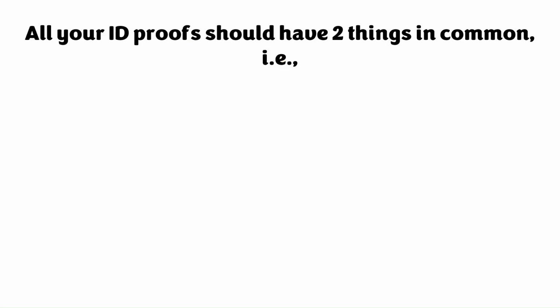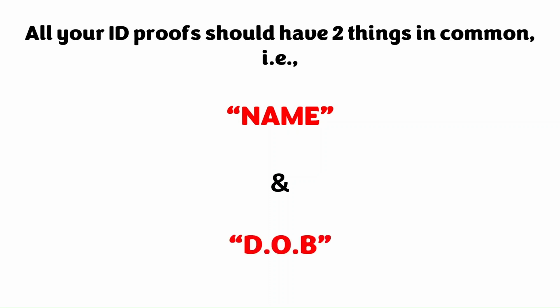Okay. So all your ID proofs should have two things in common. First thing is your name. Your name should match with all the documents issued by the government. And the next important thing is your date of birth. Your date of birth should also match with all your documents. Name and date of birth, guys. Please check both these things, and it should match with all your documents. Now, which documents do you need to check this on? We will discuss that as well.